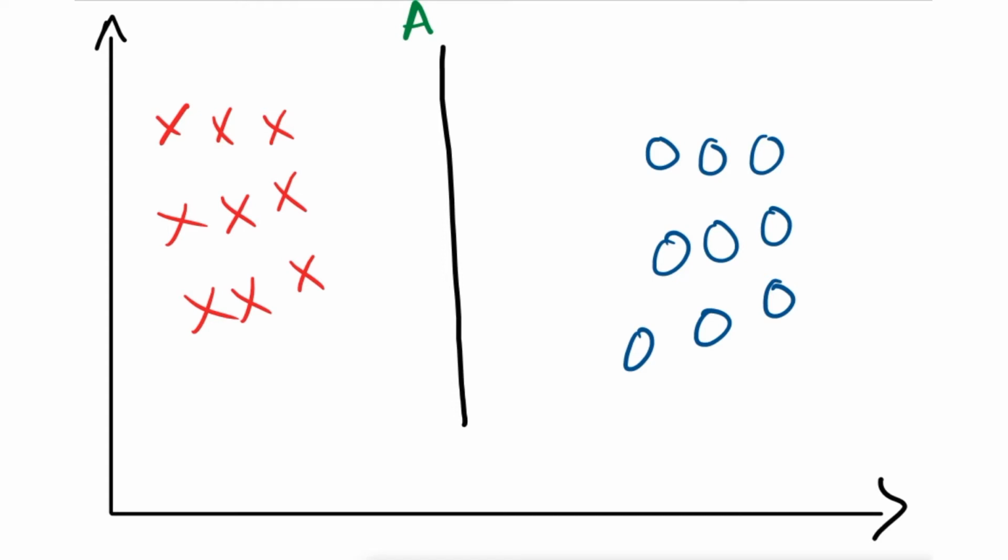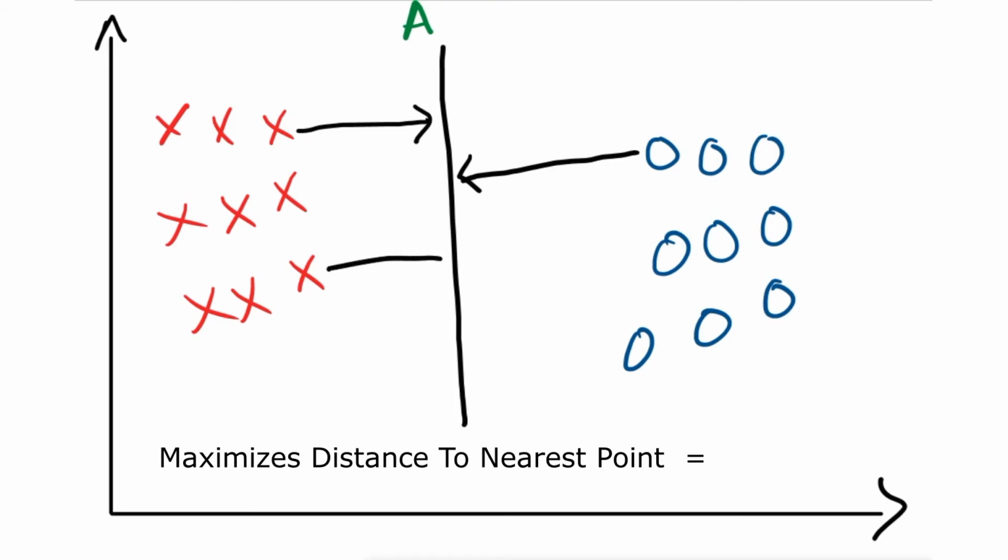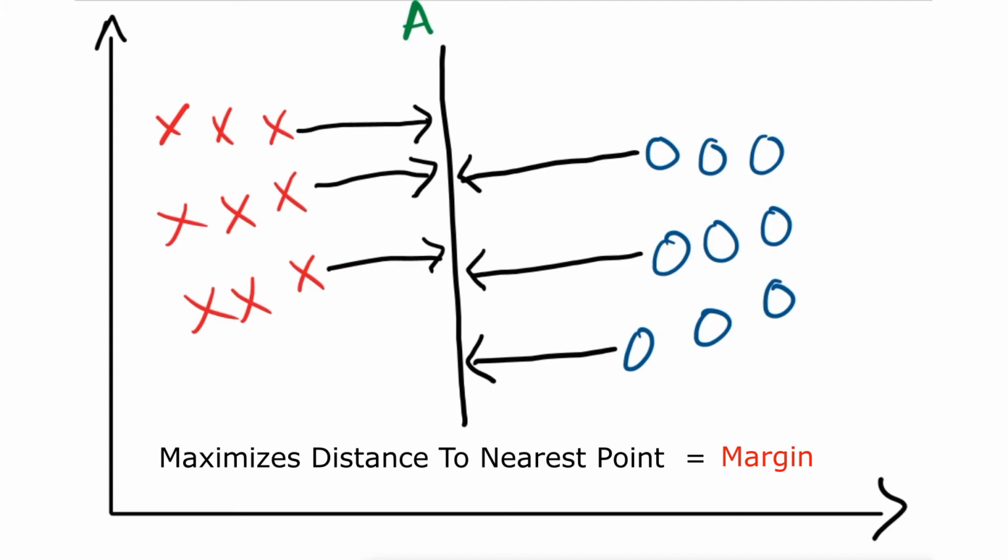Why is this so? What does line A do that the other ones don't do? It maximizes the distance to the nearest point and does this for both classes. So it is a line that maximizes the distance to the nearest points in either class, and that distance is often called margin.